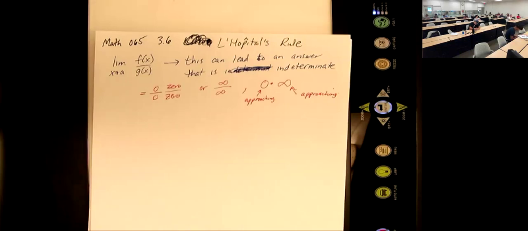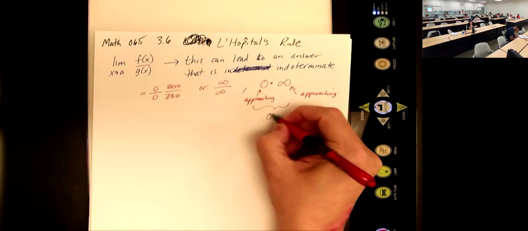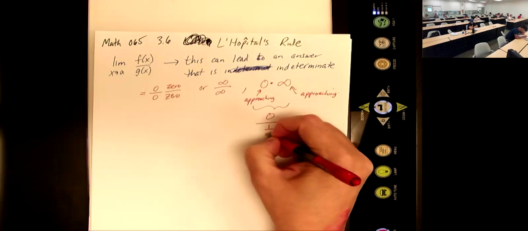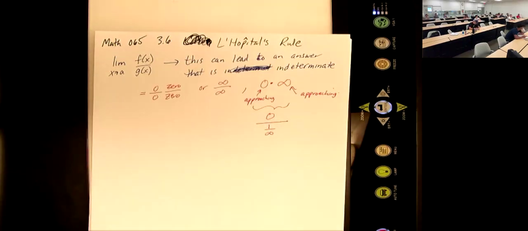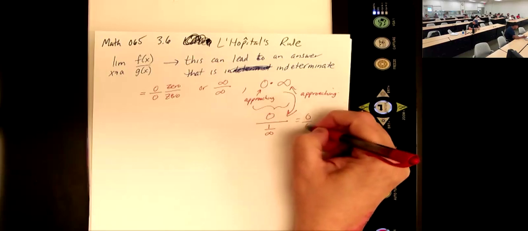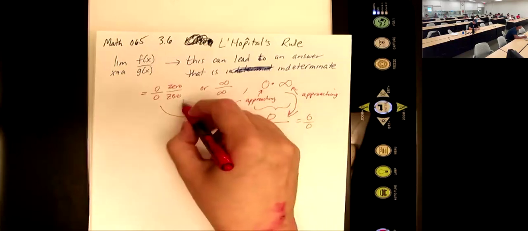That's the idea here. Another way of looking at this one is 0 divided by 1 over infinity kind of thing. That's doing the same thing, which would be 0 over 0. So that's really just another way of writing this one. These two are versions of this.